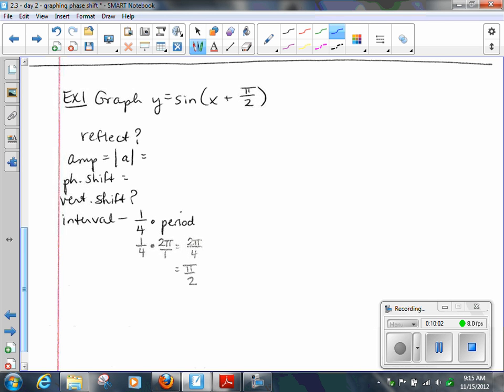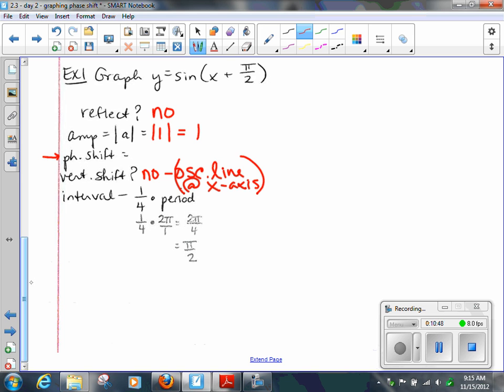We're given the function y equals sine of the quantity x plus pi over 2. We go about the same stuff we've been doing, okay? So is this function going to reflect? Everybody can answer this for me. No, it's not going to reflect. What's the amplitude? I'm going to take the absolute value of what number? 1. Of 1, which is 1. Phase shift, I'm going to come back to that. Is there a vertical shift for this? No. No vertical shift, which means my oscillation line is where? Is at the x-axis. Make yourself a note.